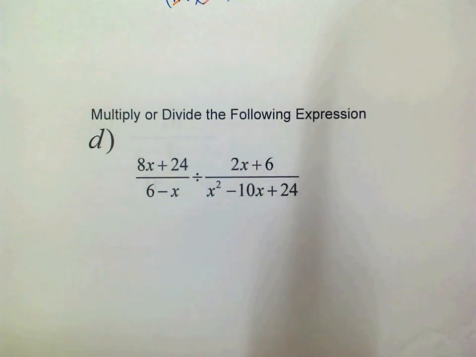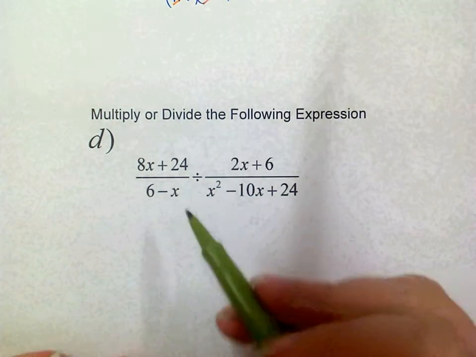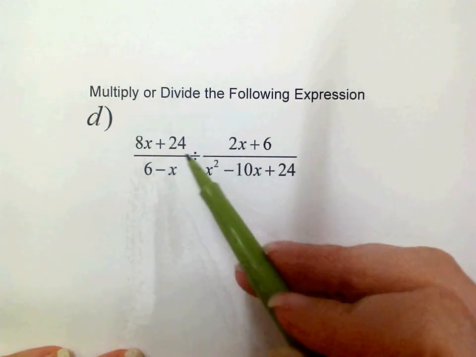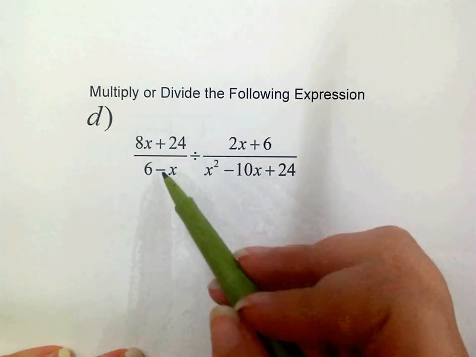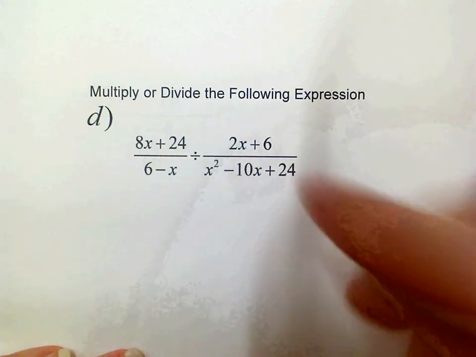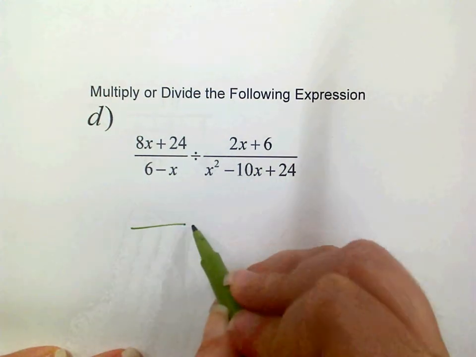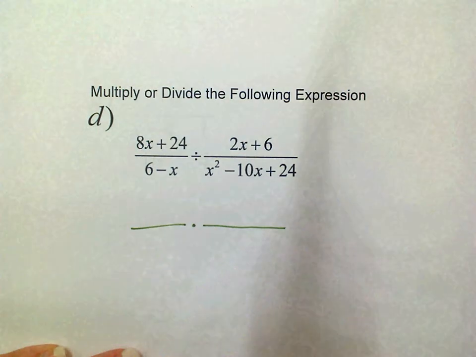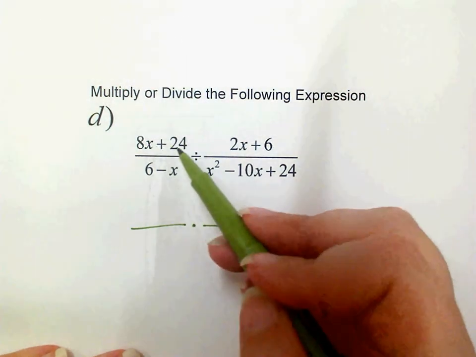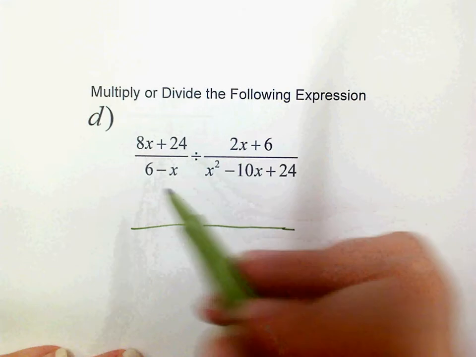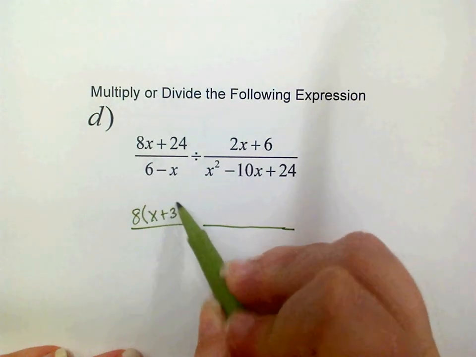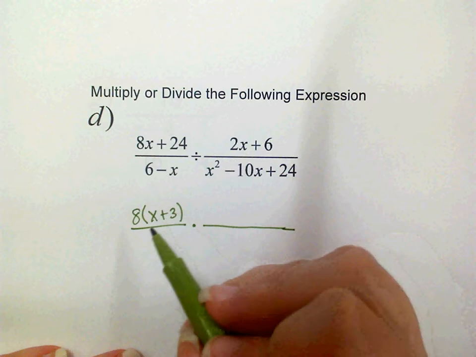Okay. So on this problem, I'm saying all of this divided by all of that. So remember, any fraction divided by another, I'm going to say this times the reciprocal of that. So I'm going to go ahead and write this times that. And I'm going to go ahead and start factoring. So I notice that 8x plus 24, I actually can factor something out. It's an 8, and I'm left with x plus 3. And I'm going to go ahead and write 6 minus x right there.